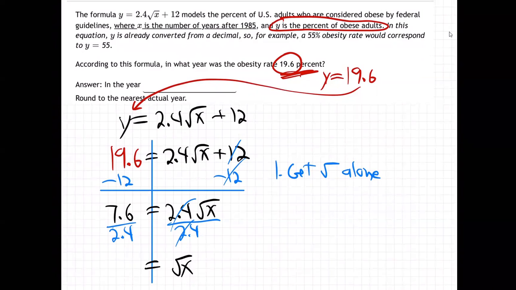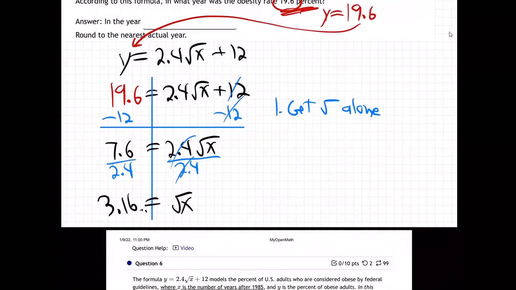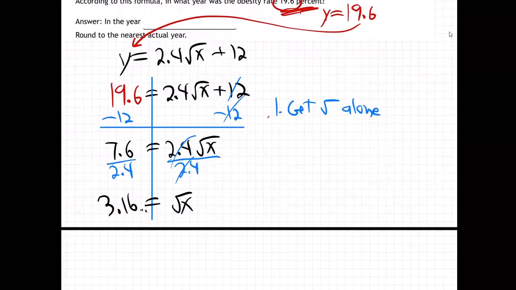Is that 3? No, it's not 3, is it? What is 7.6 divided by 2.4? Somebody have a number there? 3.16? And it goes on and on and on. Yeah, okay, that's good enough. 3.16. And now we got the root alone. All those steps were to get the root alone.